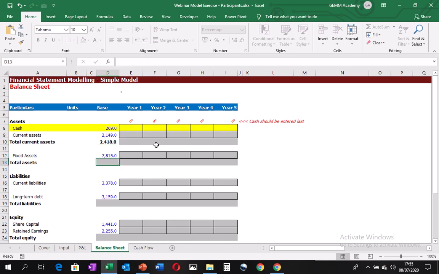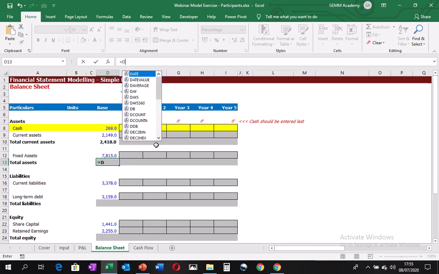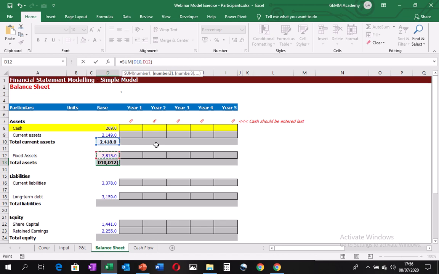Then we go to total asset. Total asset will also be the total current asset plus the fixed assets. So I'm going to be summing that as well, so that we can have just one single formula with that. So this total current asset, and I'll put comma, and the fixed asset. So we've got the total of 10,233.